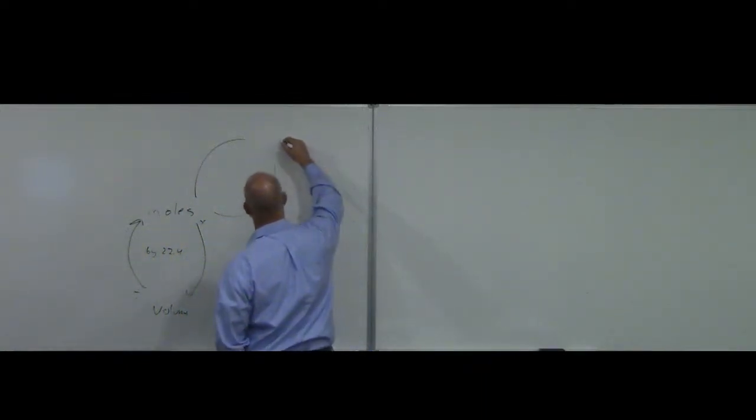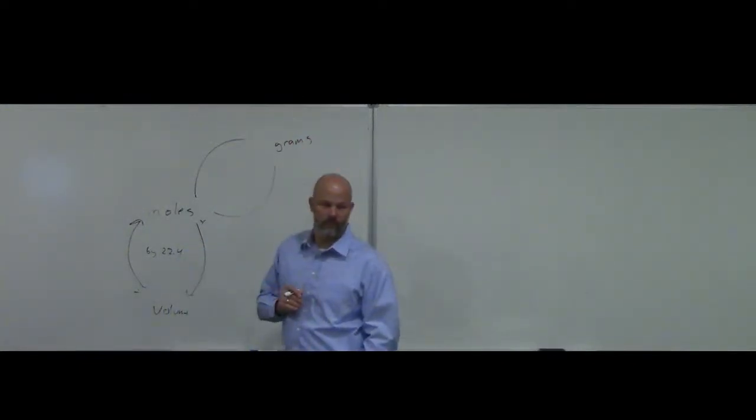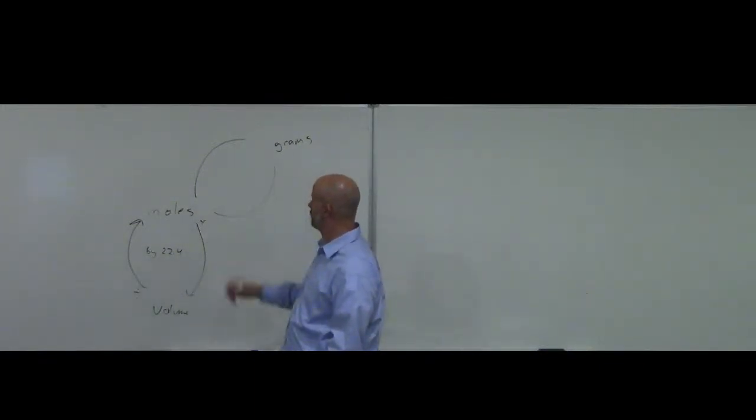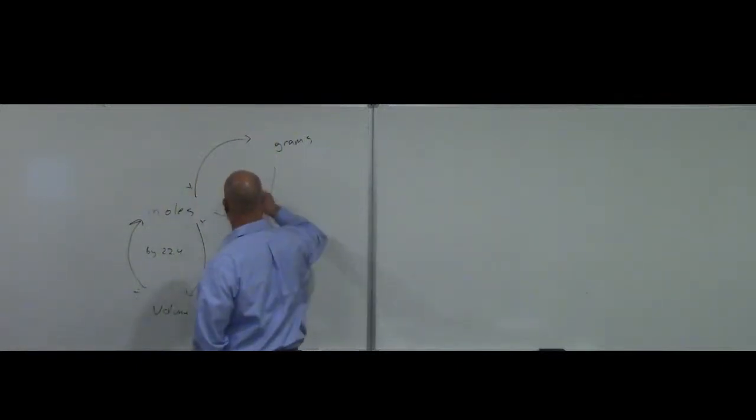And how about over here? You put grams. Grams, good. What do I need to do? Divide or multiply by, which one's which? Going from moles to grams, what do I do? You multiply. And to go from grams to moles, I divide. By what? Molar mass. Molar mass, good.